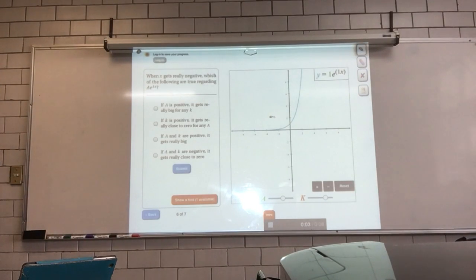Nicely done. Now, which of the following are true about exponential functions when x gets really negative?